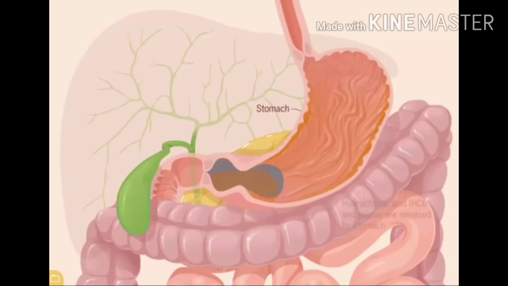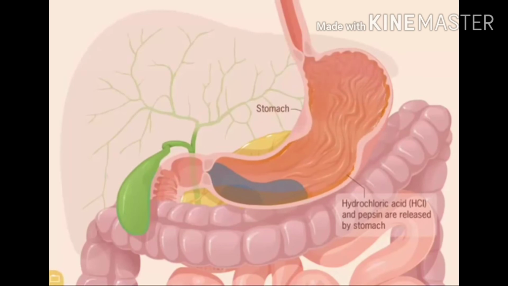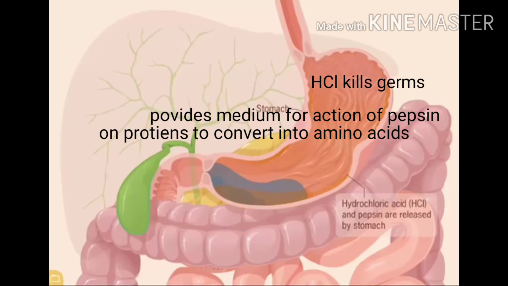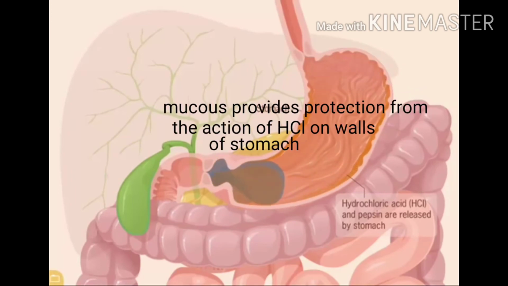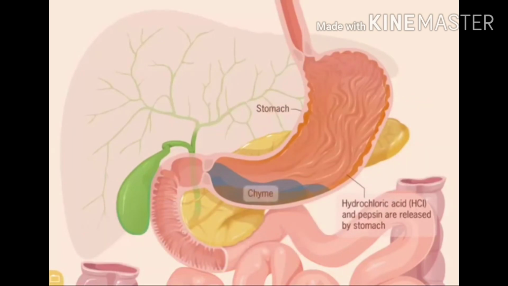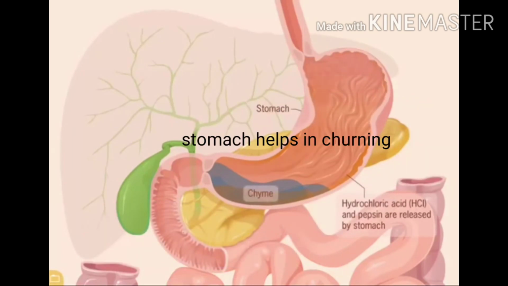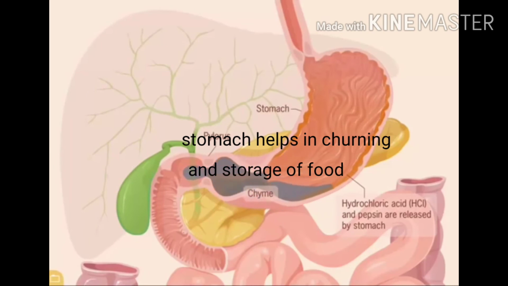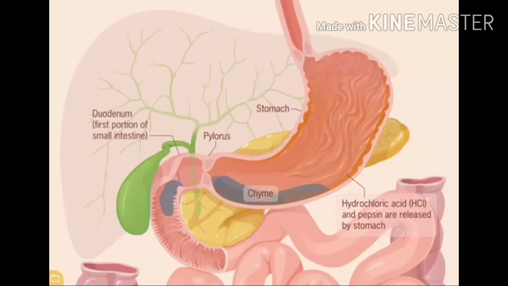Digestive juices consist of HCl, pepsin, and mucus. HCl kills germs that enter our stomach via mouth and also provides an acidic medium for the action of pepsin on proteins. Pepsin converts proteins into amino acids. Mucus protects the walls of the stomach from the action of HCl and pepsin. This acidic food now moves into the first part of the small intestine.